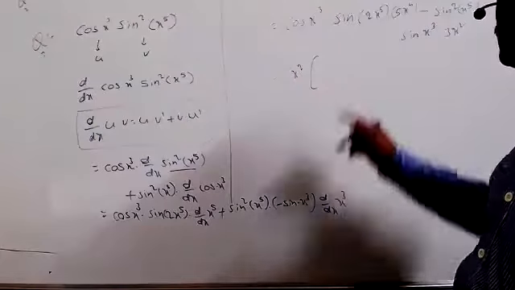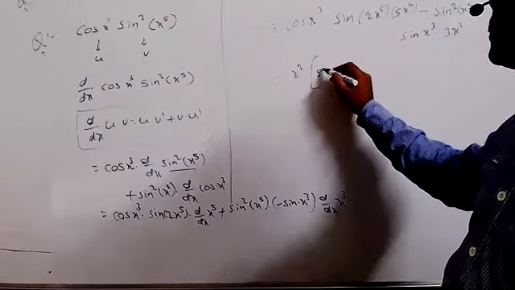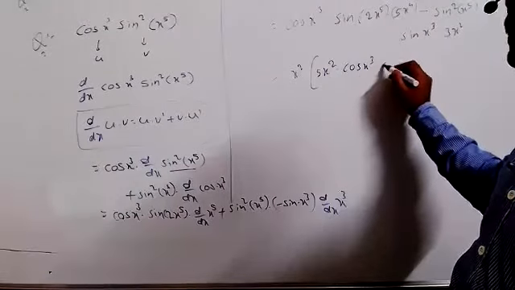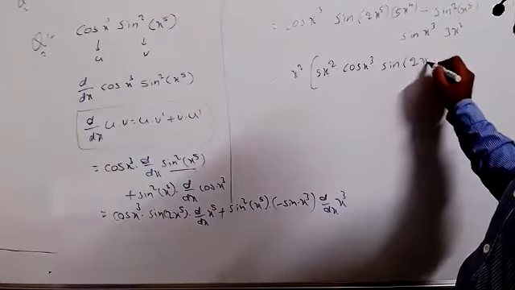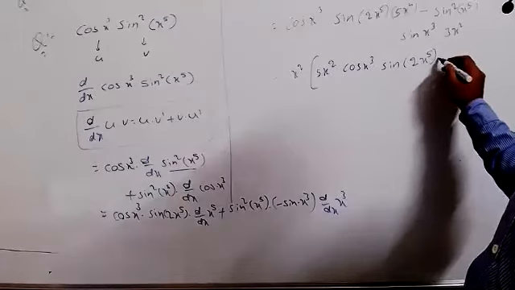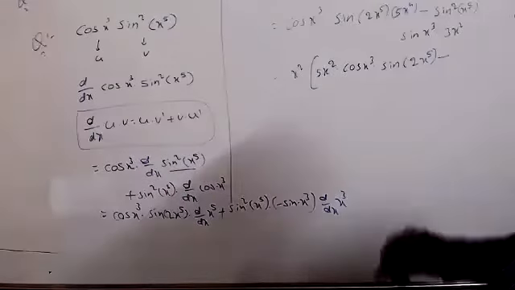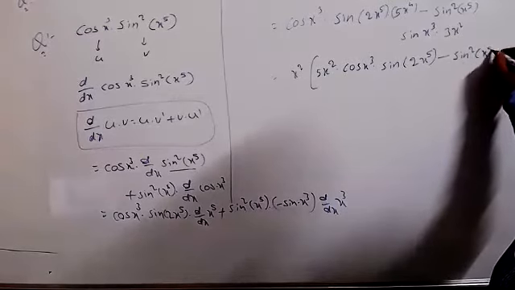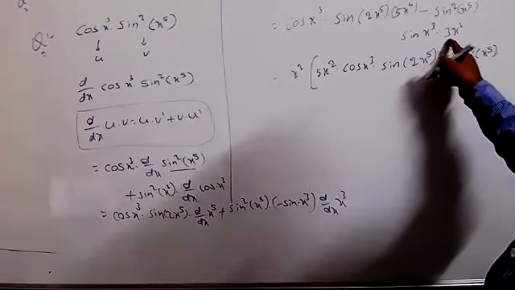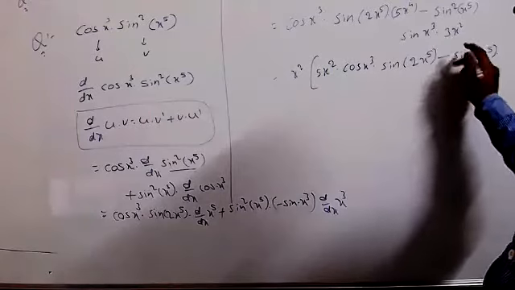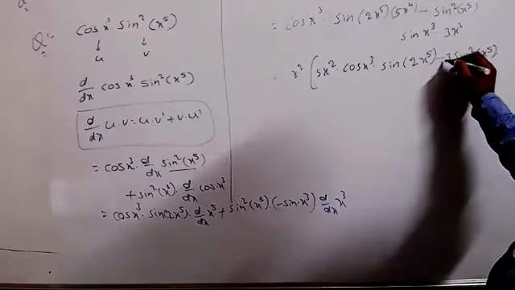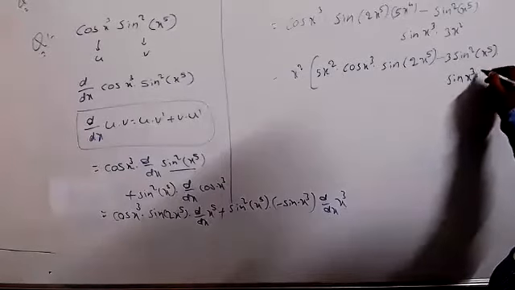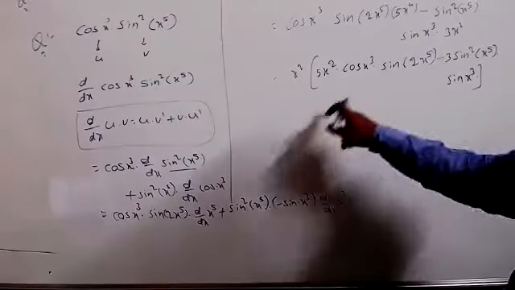x square into 5x square into cos x cube into sine of 2x power 5, minus this one you can write now sine square x power 5 into, here 3 already is there, so if you want here 3 you can write 3 sine square x power 5 into sine x cube. This is the answer for that.